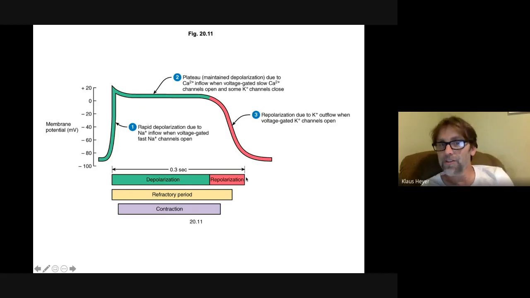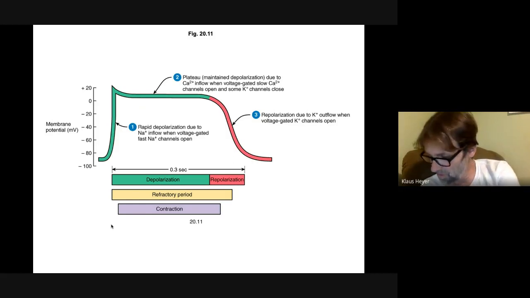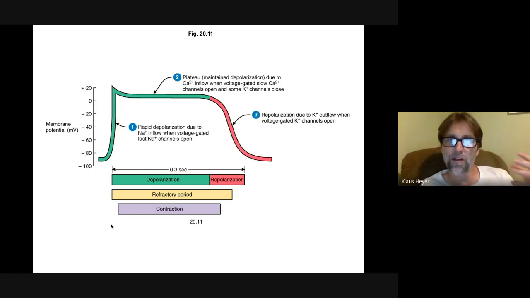So depolarization, repolarization. I don't know what to call it. I guess it's how muscle cells contract, how an action potential moves through an individual muscle cell.